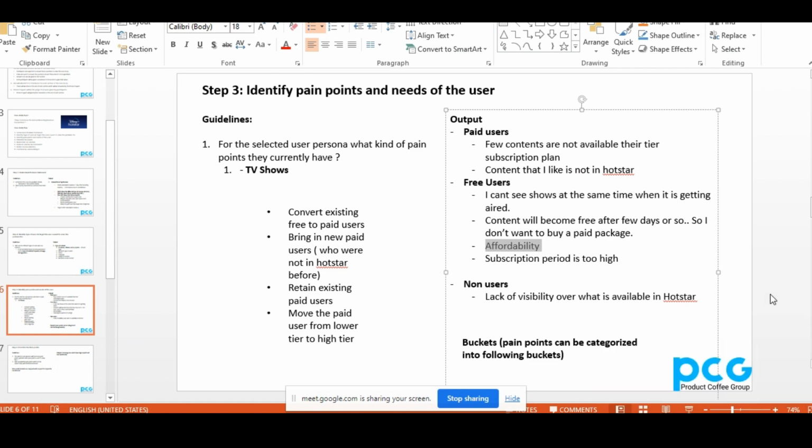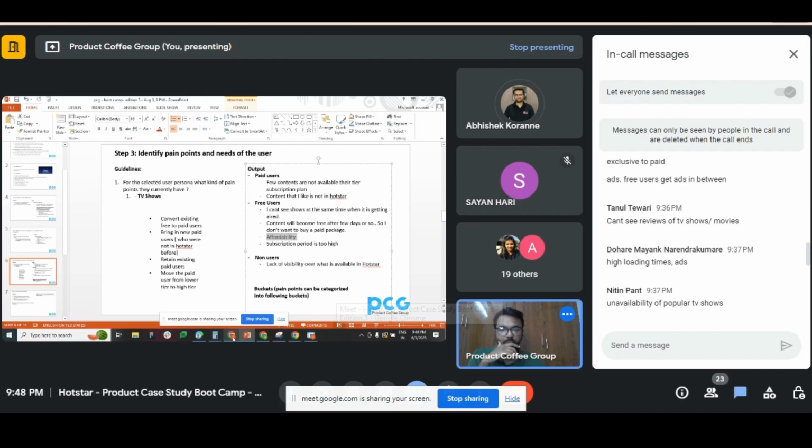Got it. But that's intentionally done to push the users. But your general point is affordability: I don't want to pay too much to see it in mobile view. All right, correct. Got it.